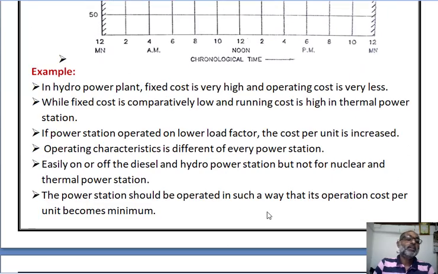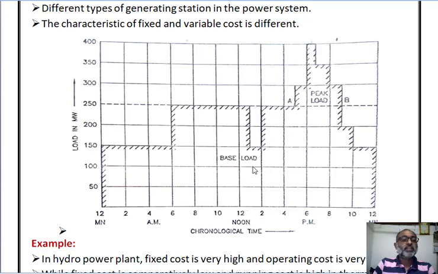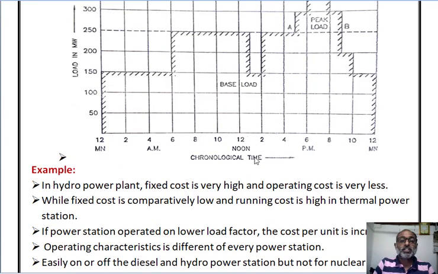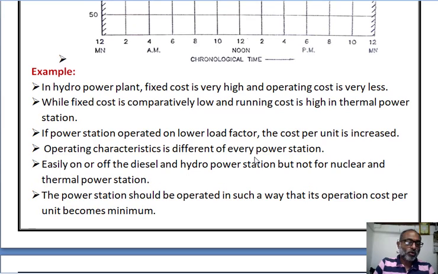In a hydropower plant, the fixed cost is very high, but its operating cost is very low compared to another power station. While the fixed cost is comparatively low and running cost is very high in the thermal power station. So if the power stations are operated only on a lower load factor, the cost per unit generated by the power station is increased. So our main aim is to reduce the per unit cost of generation in the power station.